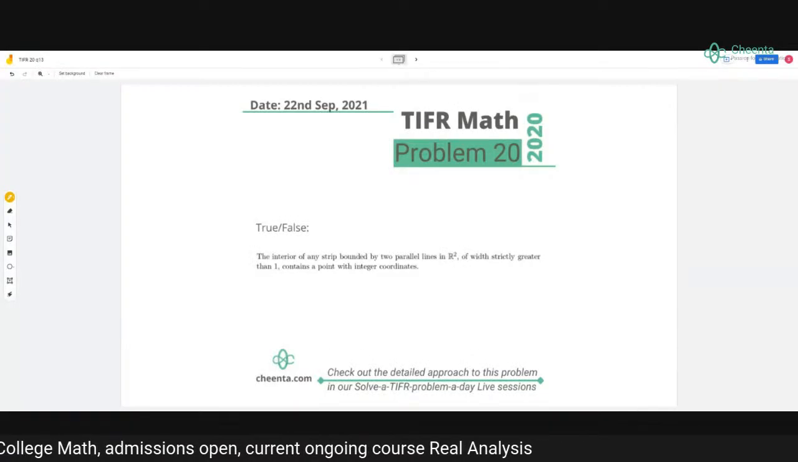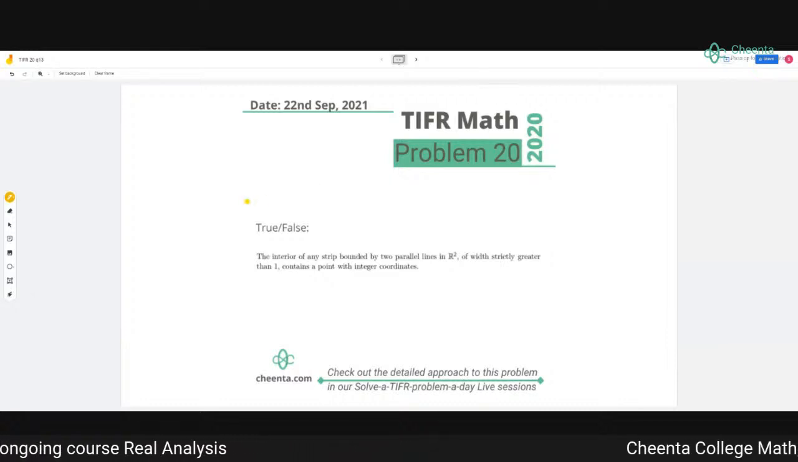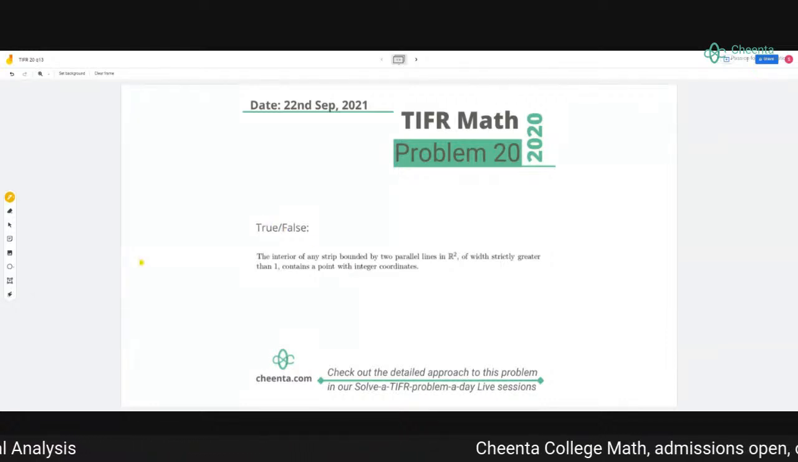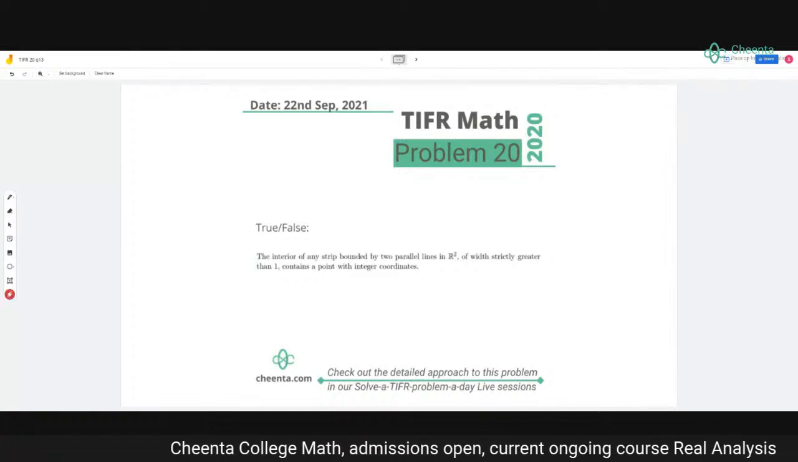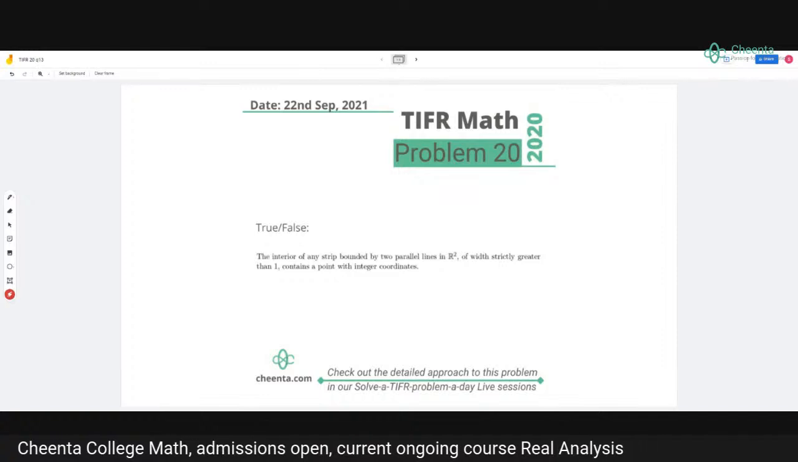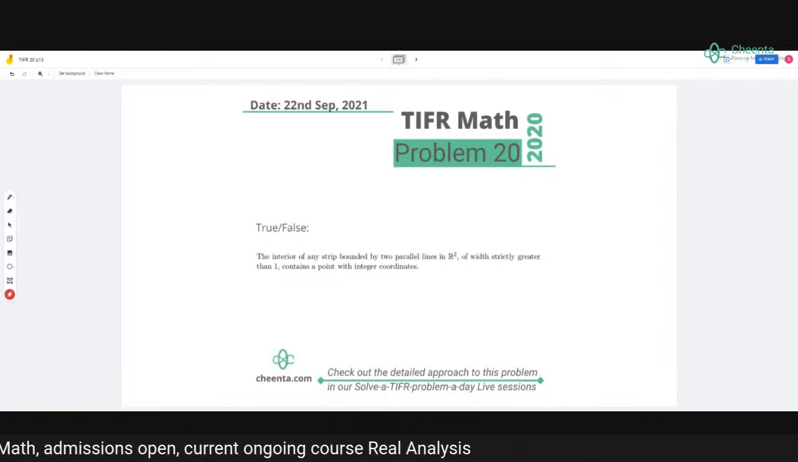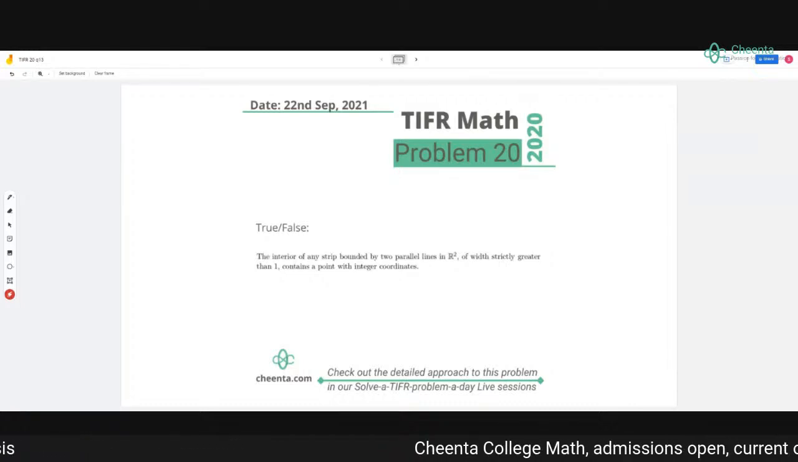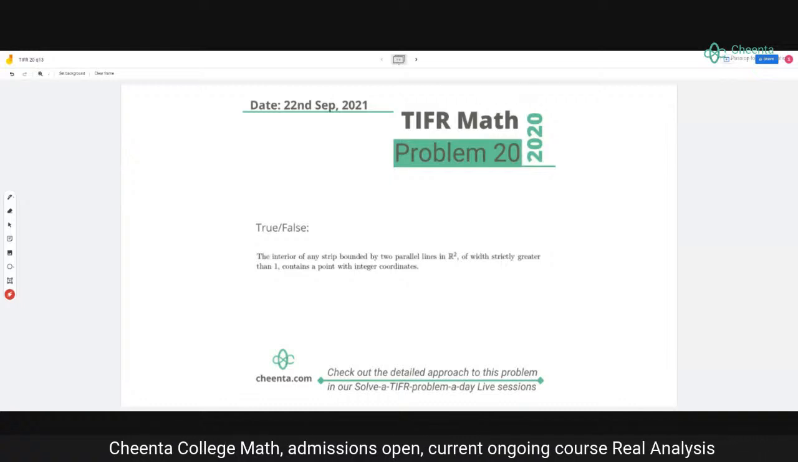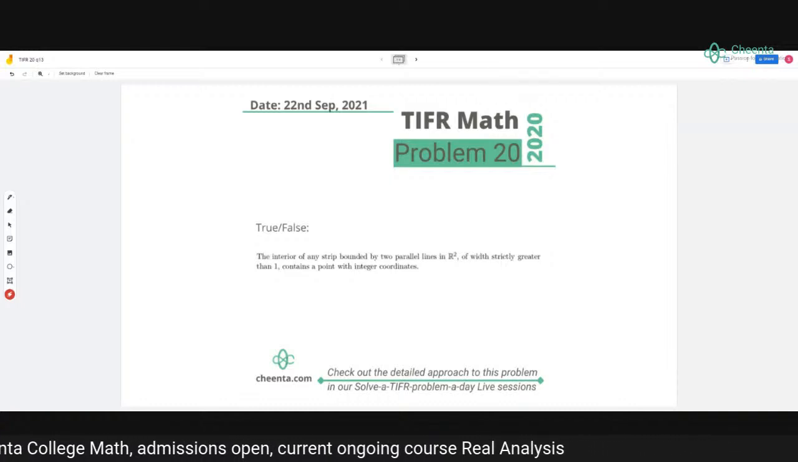Okay, so today we will be solving this problem from the TIFR question paper. So this problem says that if I take any strip bounded by two parallel lines in R2 which has width strictly greater than 1, then it has to contain a point with integer coordinates. All right. So there are two steps for this problem.